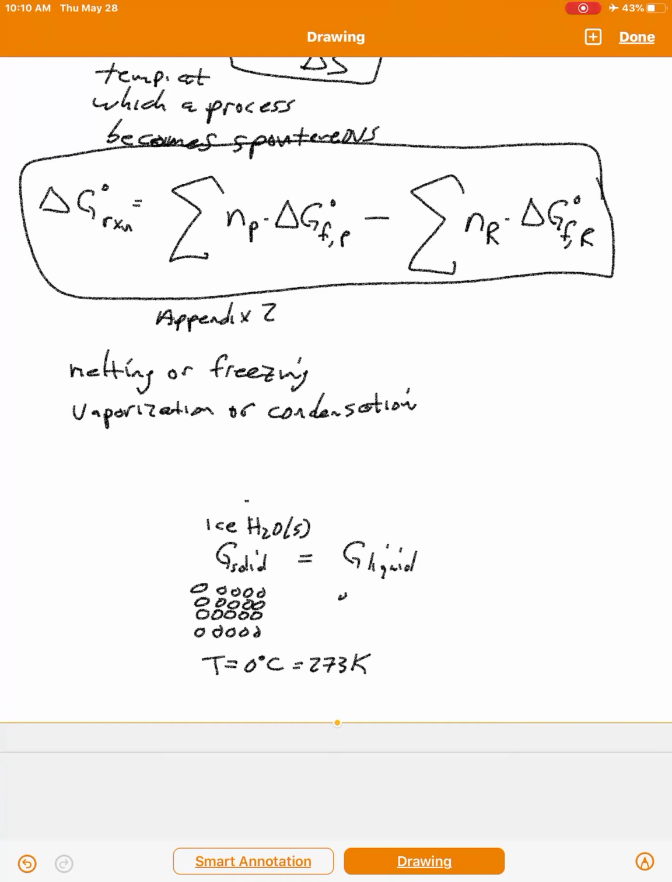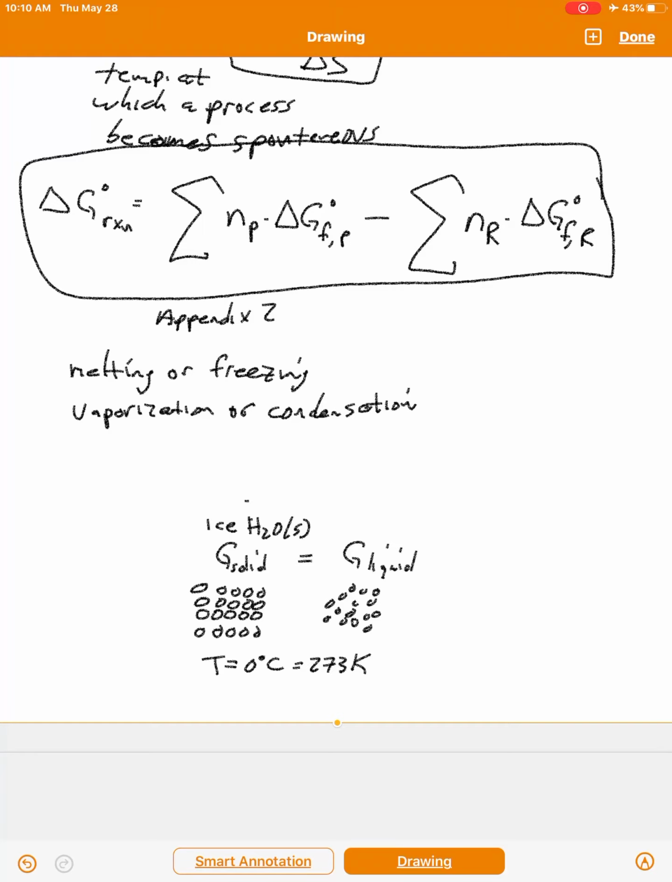So liquid water molecules, which are more randomly distributed, their free energies are equal to each other at that point. If you raise the temperature, the liquid has a lower Gibbs free energy. If you lower the temperature below 0, then the solid becomes more stable, and the Gibbs free energy of the solid is lower than it is for the liquid.